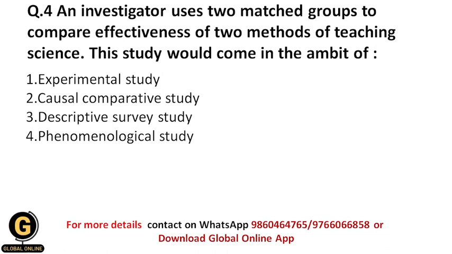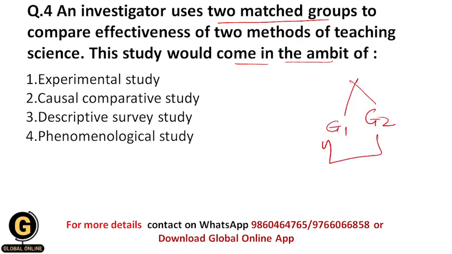An investigator uses two matched groups to compare the effectiveness of two methods of teaching science, and this study would come in the ambit of. So the investigator wants to see what is the effectiveness of two methods of teaching science, and for that he has made two matched groups. So basically I have two groups over here, group 1 and group 2, and I'm going to compare these groups because I want to study the effectiveness of two methods of teaching science. So for doing such a kind of study, what kind of study am I going to follow?